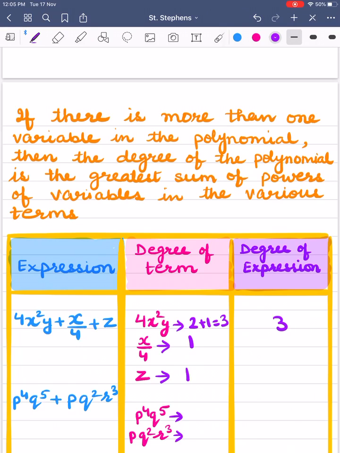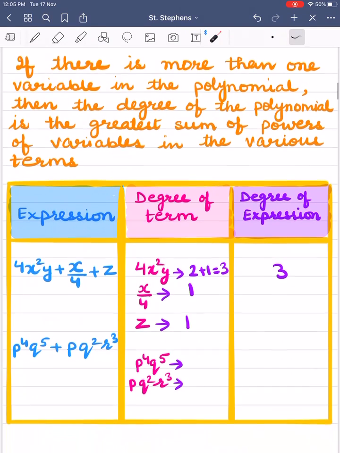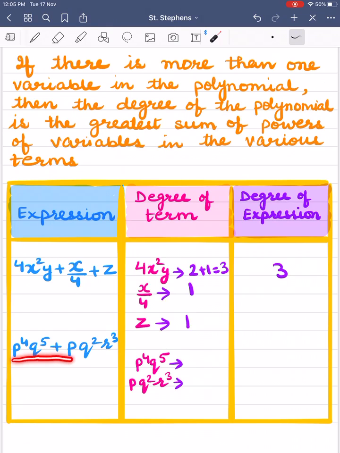Now in the polynomial p⁴q⁵ + pq²r³, sum of powers of variables in first term is 4 + 5, which is equal to 9. And in the second term, powers are 1, 2 and 3. So their sum is 6. The greatest sum of powers of variables is 9 here. So the degree of the polynomial is 9.